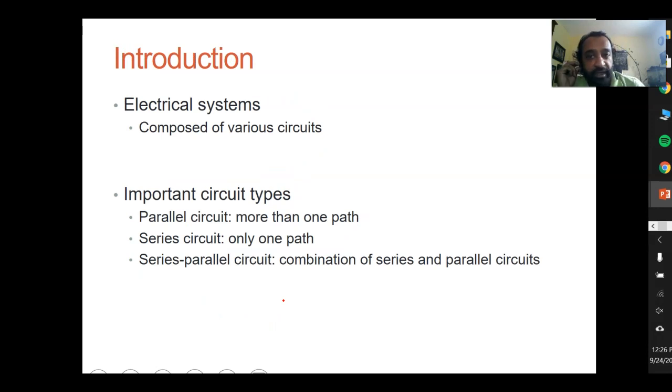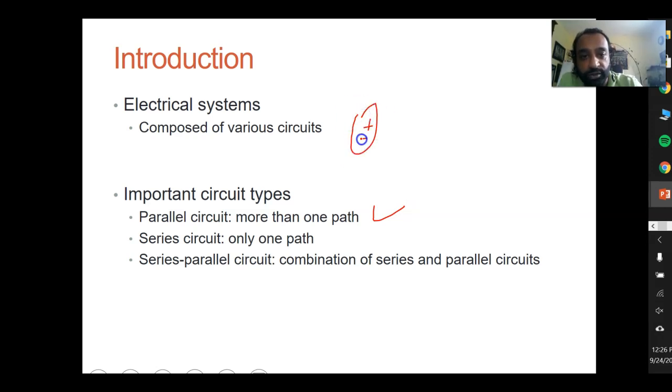So usually when you have any kind of electrical circuit, it's a combination between a parallel and series circuit. It's never only one type, so you can have both. And the parallel circuit has more than one path. Okay, let me just illustrate here quickly.